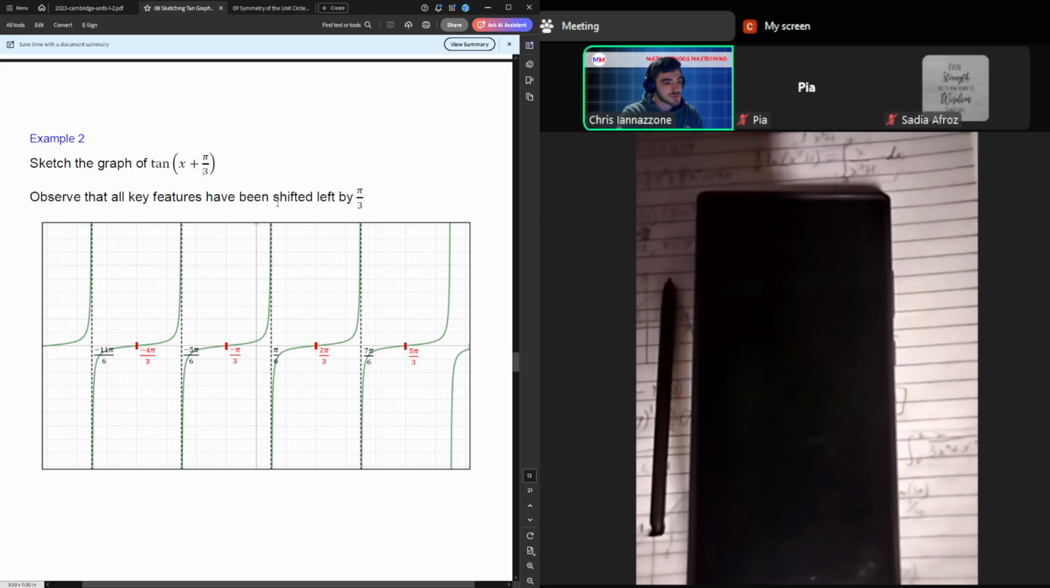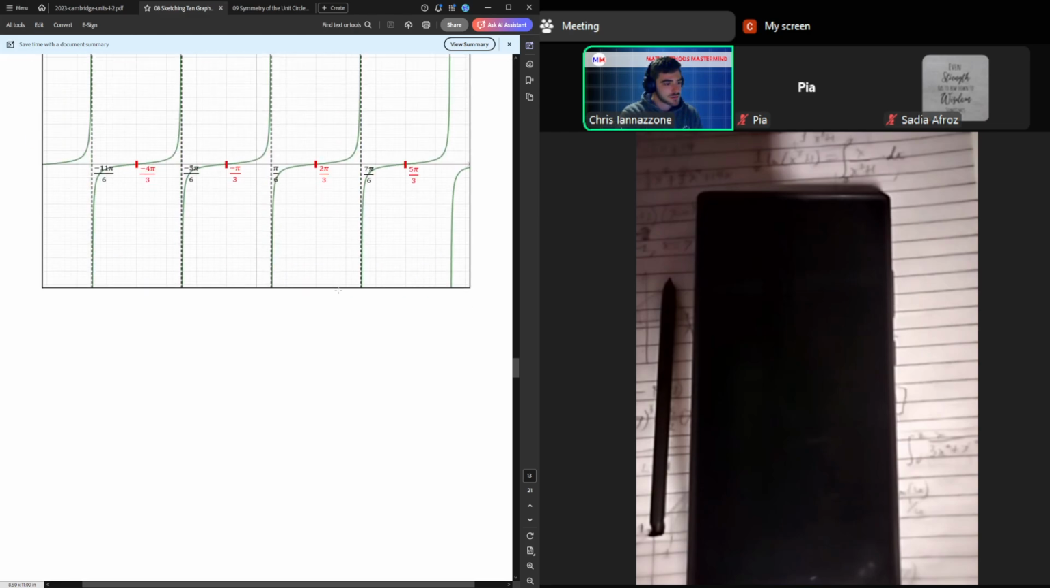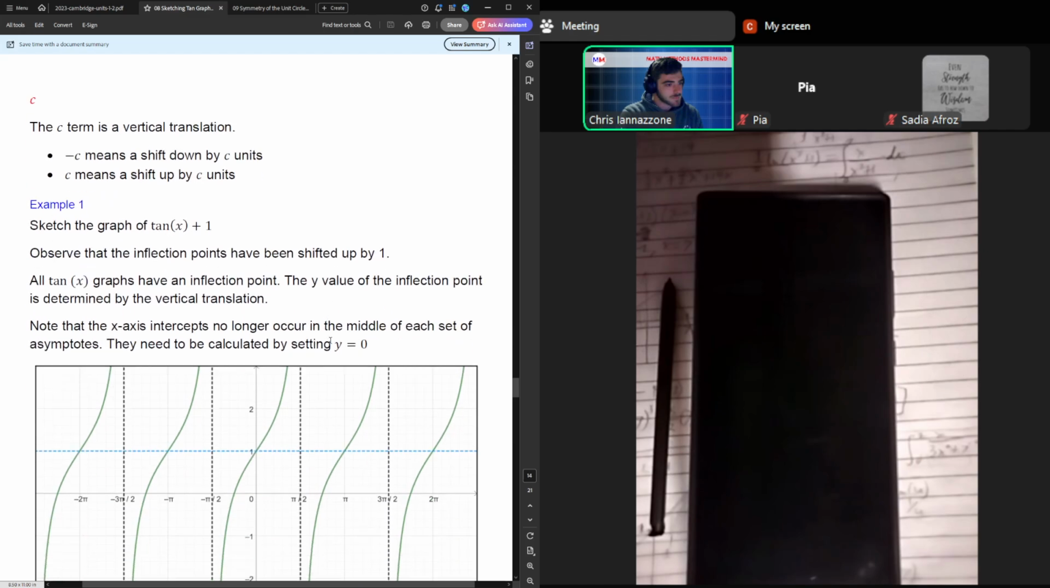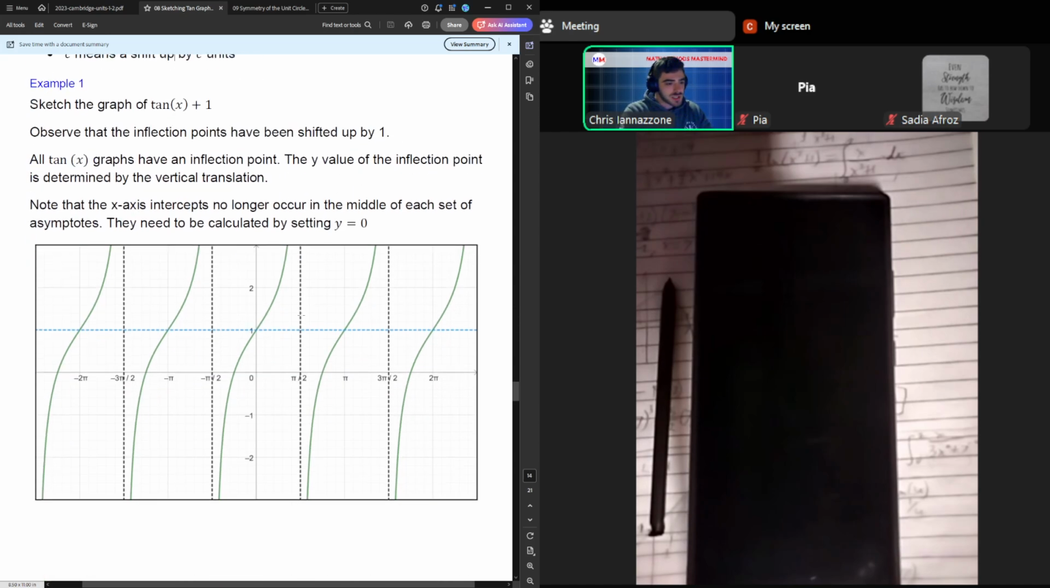Here's another example, shifted left by pi over 3 instead. Where it gets a bit more painful is when you have to do vertical translations. One of the things to consider about vertical translations is that it sets the y value of your inflection point. So this is a shift up by 1, it's tan x plus 1.